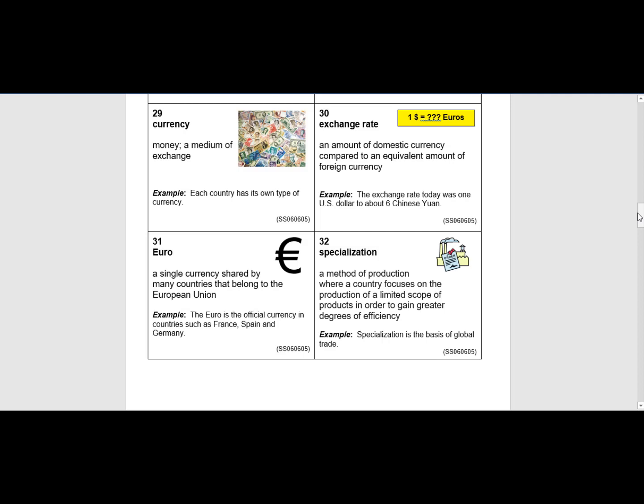So pause here for a second. Specialization is really talking about what countries or cities or regions or states are known for producing. So if you think about Michigan, one thing that Michigan is very well known for is specializing in automobiles, in cars. Lastly, 33, interdependence. The condition when countries are dependent on each other for products they cannot produce efficiently for themselves. Example, interdependence happens as a result of specialization.